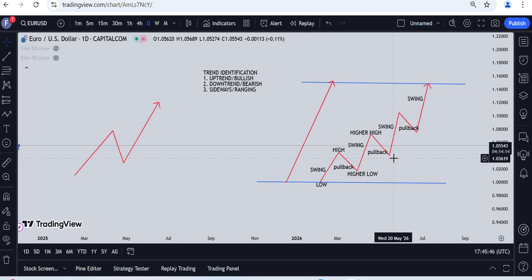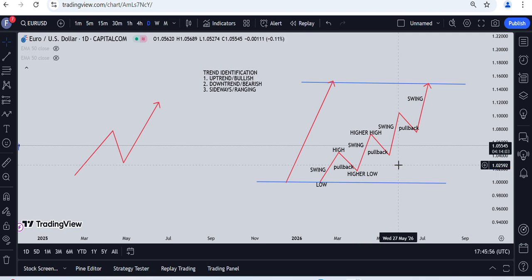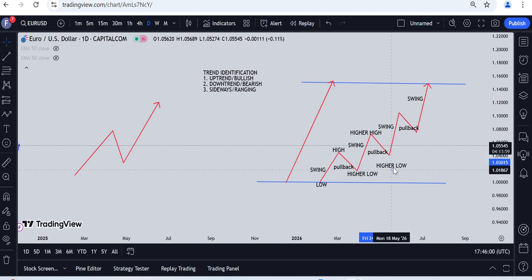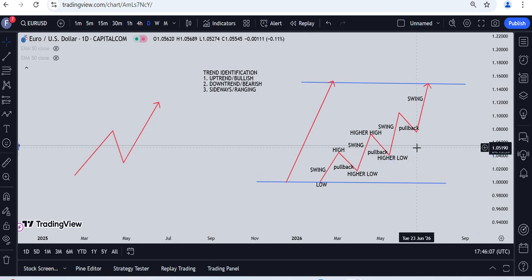Let me give you 2 seconds to guess. 1, 2. I believe you must have guessed right. Okay. So this place is also what? A higher low. There's no other name. Don't worry. It's not higher, higher low. I know some of you will say higher, higher low. Don't worry, it's not higher, higher low. It is also a higher low.